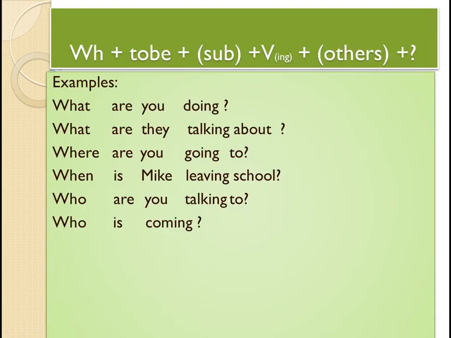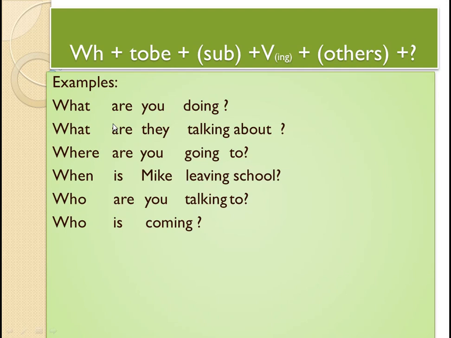Okay, so go to one more. WH question. WH questions have WH plus to be plus subject plus verb-ing and plus others. The last one, question mark. For example, what are you doing? Here we use what to ask for information from someone or somewhere. And what are you doing? I mean that you can see your friend doing something, but you don't know exactly what they are doing, and you want to know what your friend is doing. You can ask the question in present continuous.